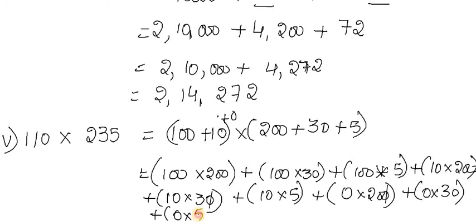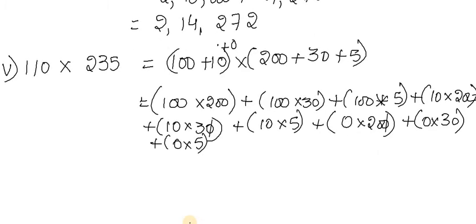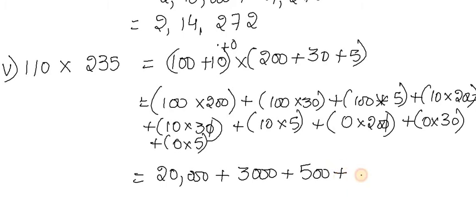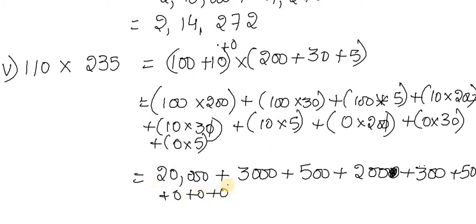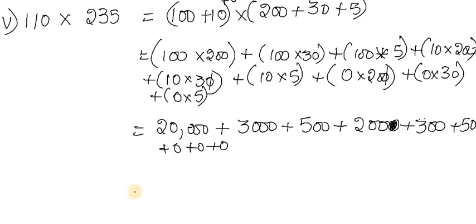Plus 0 into 5. Actually no need to write with 0 because we all know that any number multiplied by 0 gives 0. I have written 20,000. 100 into 200 is 20,000 plus 100 into 30 is 3,000 plus 100 into 5 is 500. Then 10 into 200 is 2,000, 10 into 30 is 300 plus 10 5s are 50. And as we all know, the zero terms are 0 because any number multiplied by 0 is 0.